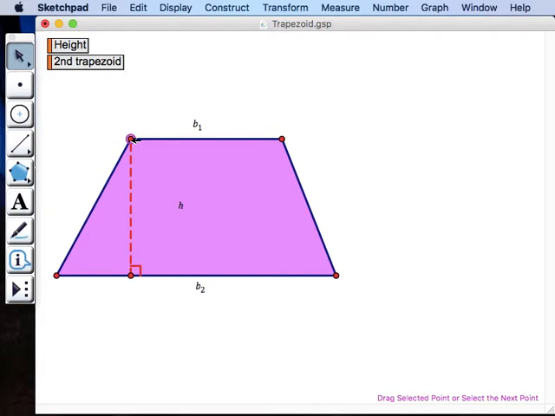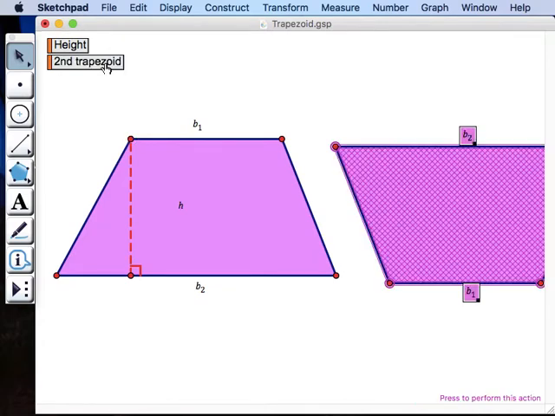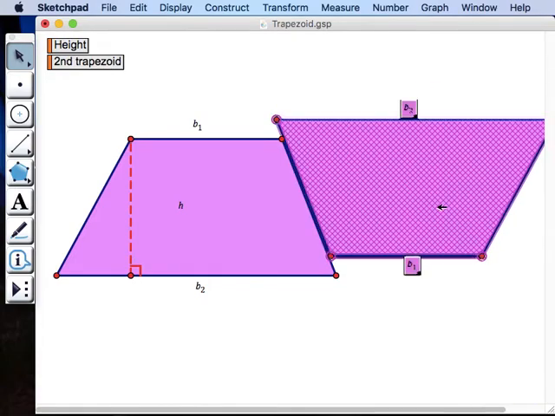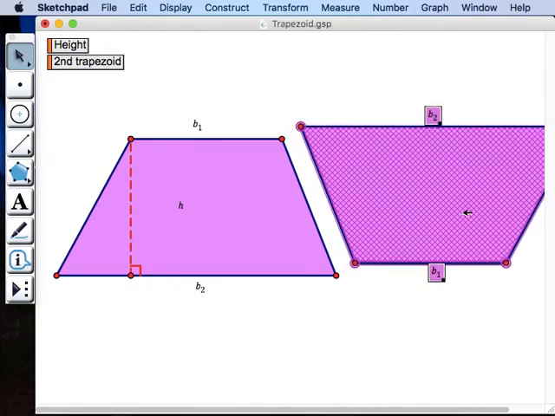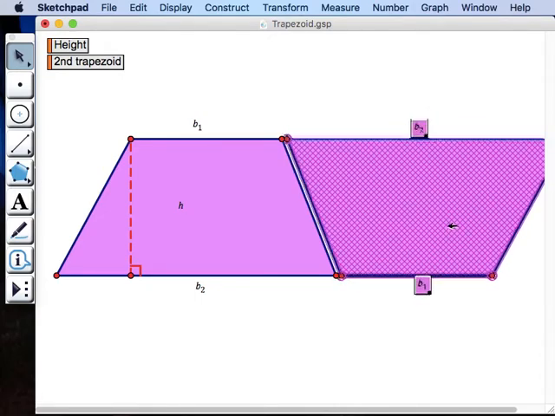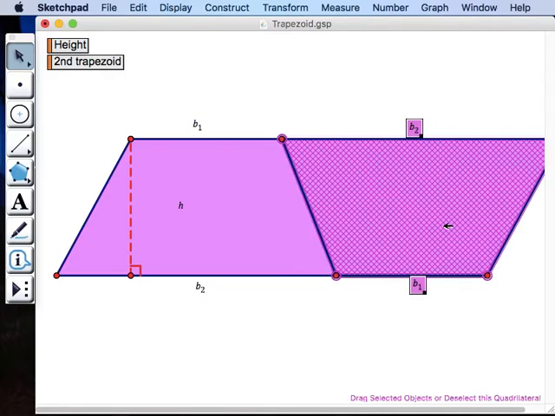I'm going to take that trapezoid and duplicate it and flip it over. So I get this. This puppy is the same, it's a little hard to see there because I'm running out of space, but it's the same trapezoid. I just flipped it over, and if I slide it over here, now what do I have?